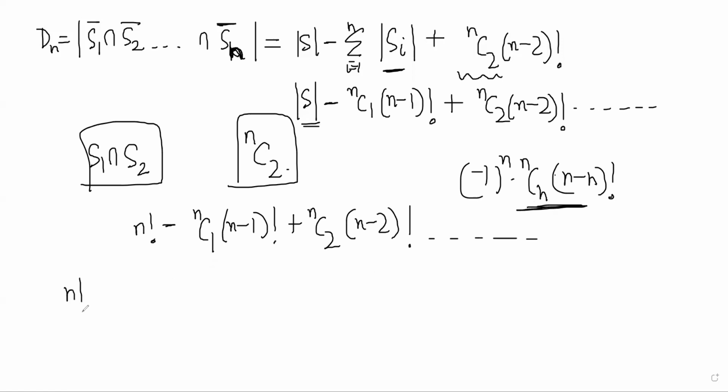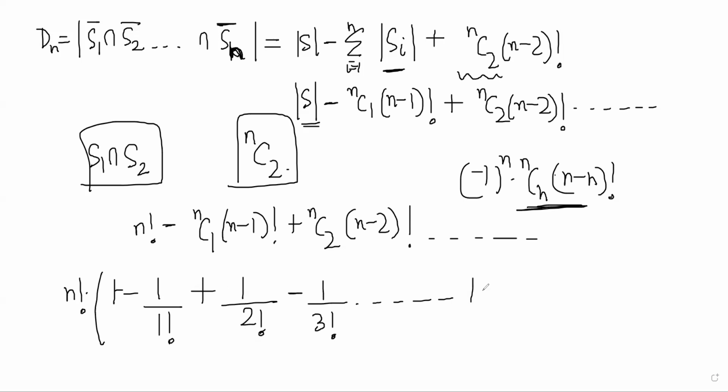And if you take n factorial common, you will get 1 minus 1 by 1 factorial, which is equal to 0, plus 1 by 2 factorial, minus 1 by 3 factorial, and so on, till minus 1 power n, 1 by n factorial. This becomes equal to the number of derangements of the set 1 to n, right?